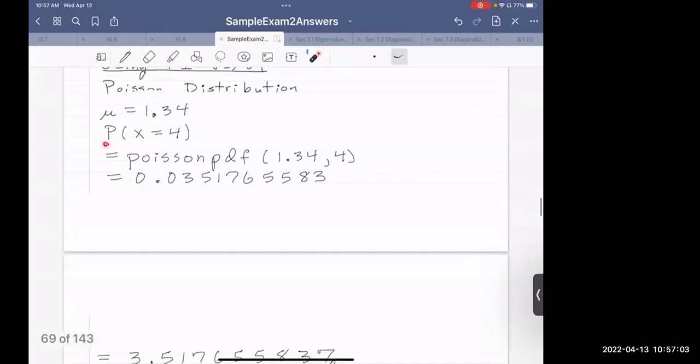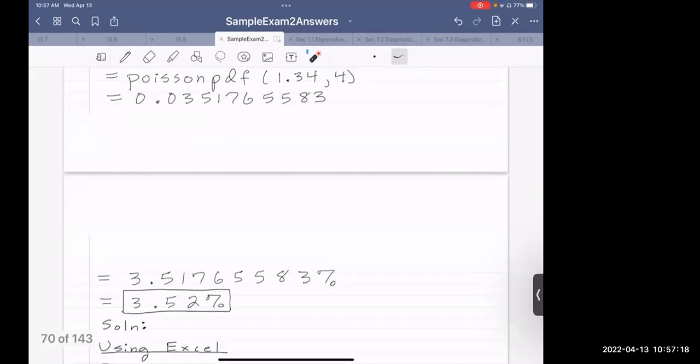I wanted to find the probability x is equal to 4. And so I did the Poisson PDF. 1.34 comma 4 is 0.035176553. Let me move my decimal place 2 places to the right. 3.5176553%. Let's round to the nearest hundredth of a percent. 3.52%.